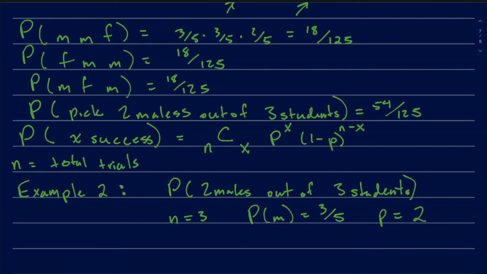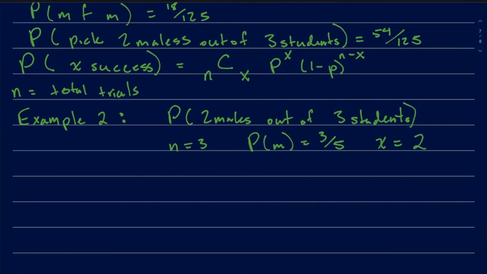So the total number of trials, N, is 3. The probability that I pick a male, P, is 3 out of 5. I want X is equal to 2. Y'all follow me so far?